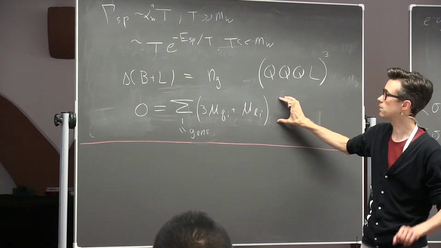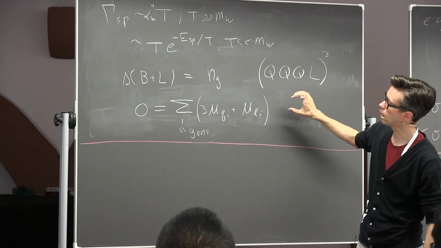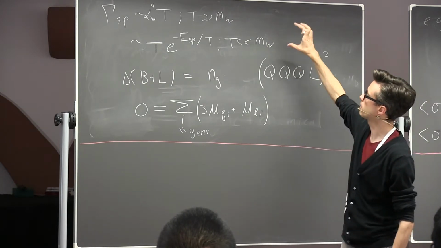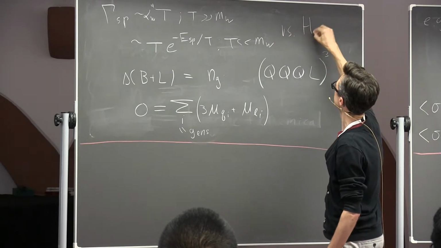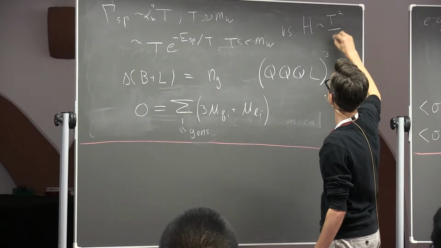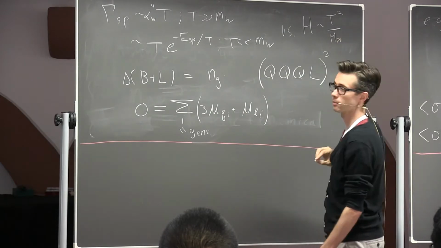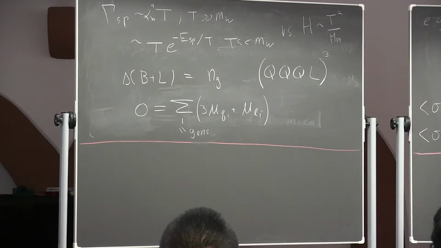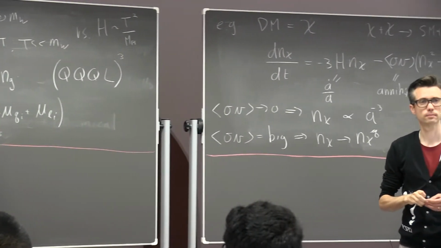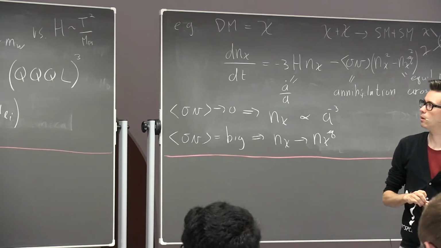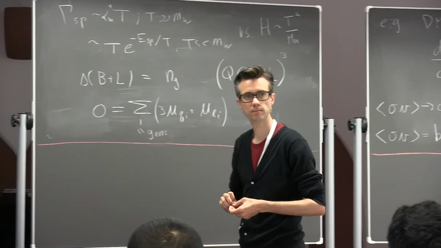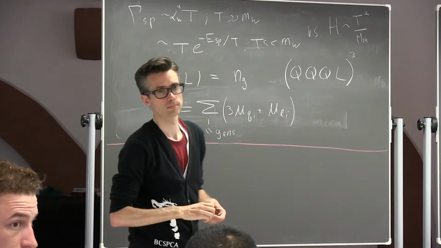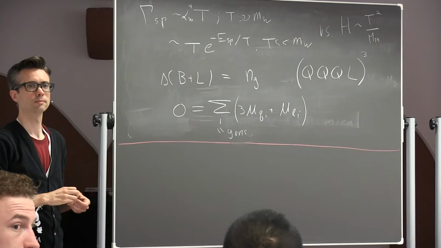But the thing to check for whether Sphalerons are active or not is to compare this rate to Hubble. And Hubble, assuming radiation domination, goes like T squared over M Planck. Yeah, in question. I mean, what is the separation scale of this operator? This is high dimension. Sorry, the separation scale of. When you write this operator in Lagrangian, so when you use the separation scale, because it's not dimension 4.